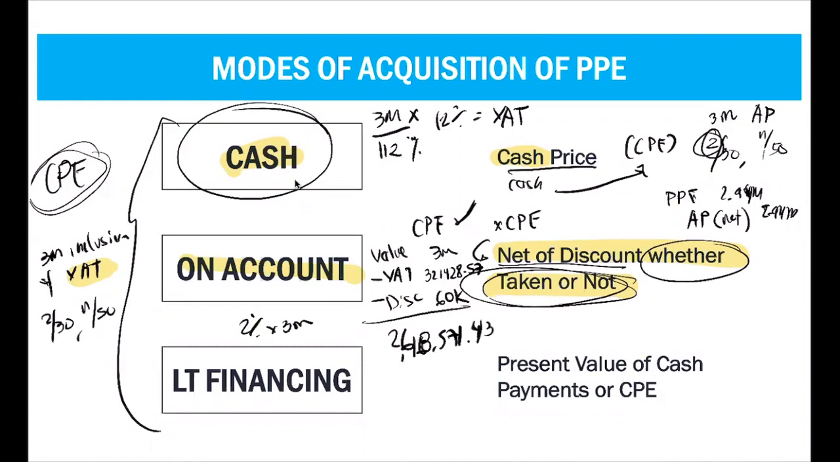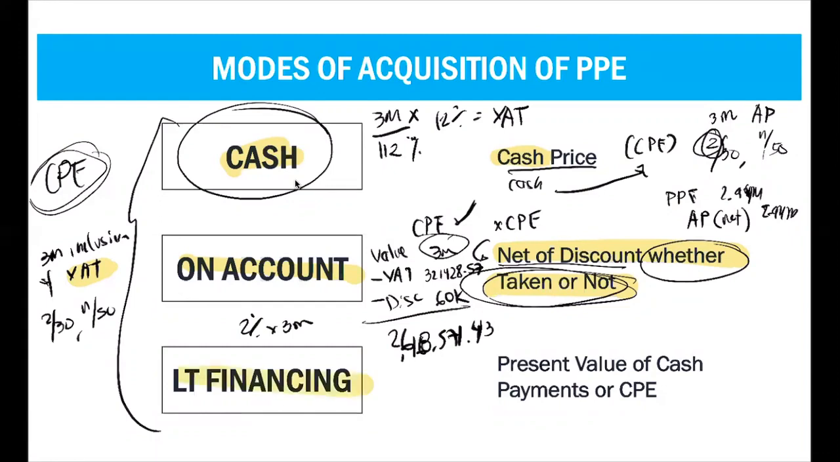Okay? Ayan na, value less VAT, less the discount. Yung discount, based lagi yan sa gross price. So, ibibase mo yan sa 3 million. Nasundan? Okay? Ganyan siya pagka on account. Net of discount, whether taken or not.